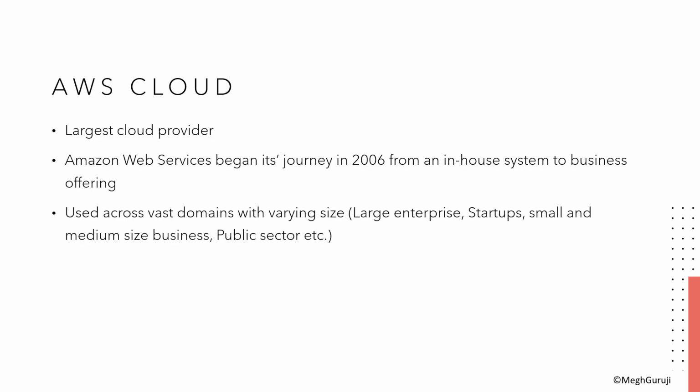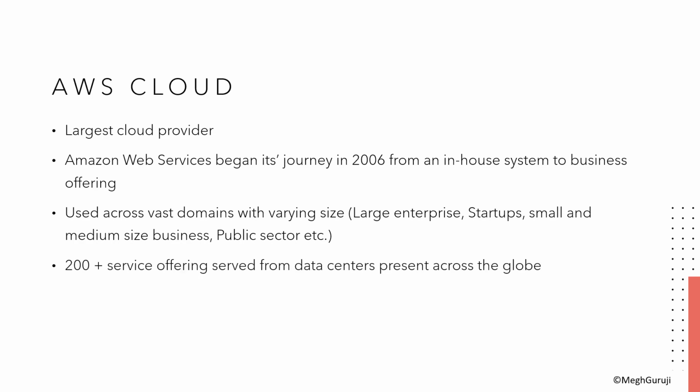Now this Amazon Web Service, AWS, is used across vast domains with varying size. We have large enterprises, startups, small and medium-sized businesses, the public sector, everywhere now AWS is present. You name anything, from Netflix to a lot of enterprises, and a lot of applications are now hosted in AWS. In AWS we have more than 200 services already present in the system, and 200 plus services are present across the globe.